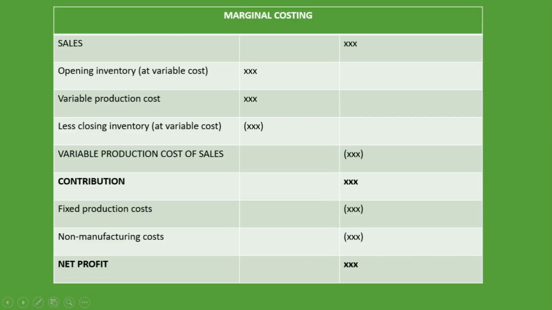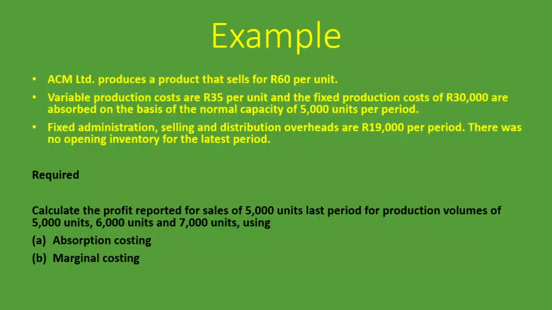So let's go to the example, which will make everything clear. In this example, we are told that ACM Limited produces a product that sells for 60 rand per unit. And we are also told that the variable production costs are 35 rand per unit, and the fixed production costs of 30,000 rand are absorbed on the basis of the normal capacity of 5,000 units per period. We're told that the fixed administration, selling and distribution overheads are 19,000 rand per period.